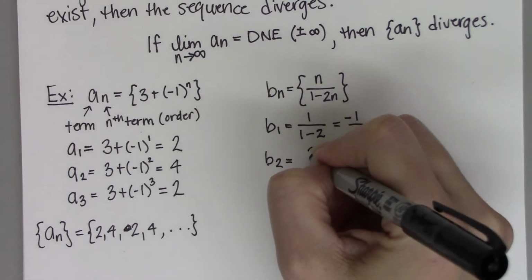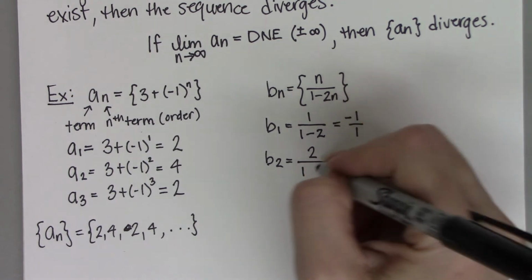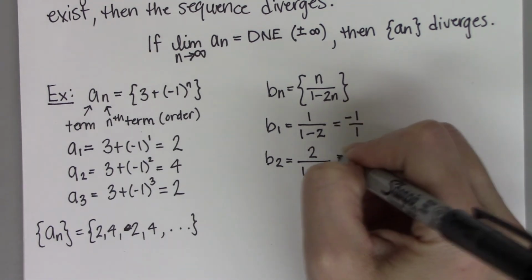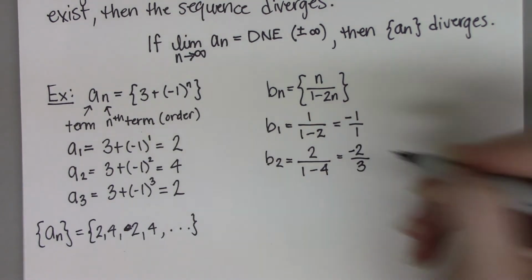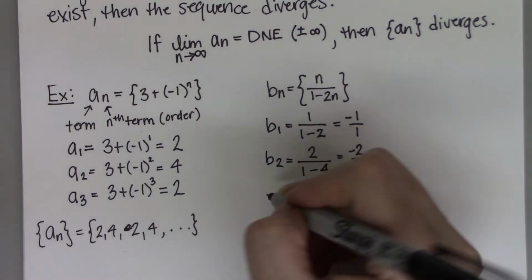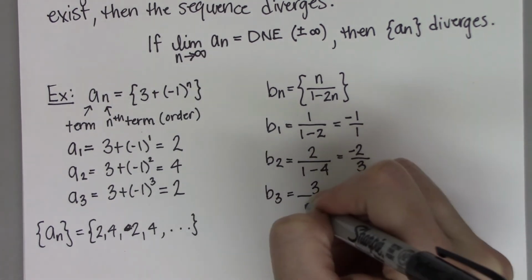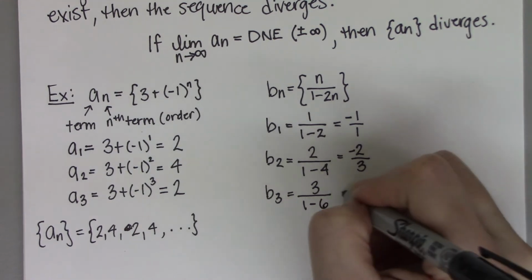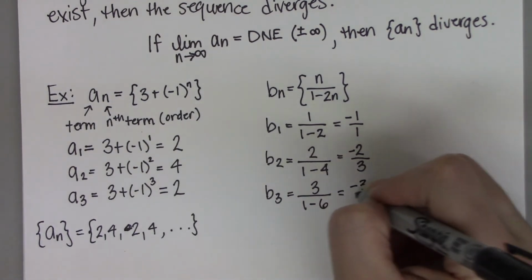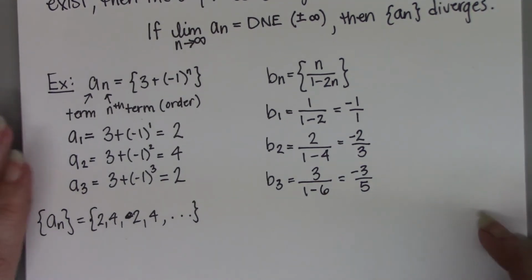So if we look at B2, well, 1 minus 2 times 2, that's 4. So I get 2 on top, -3 on the bottom, and I'm just going to move that guy into the numerator. The third term is 3 over 1 minus 6, so I'm going to get -3 over 5. Well, I'm actually already seeing a pattern emerge here.